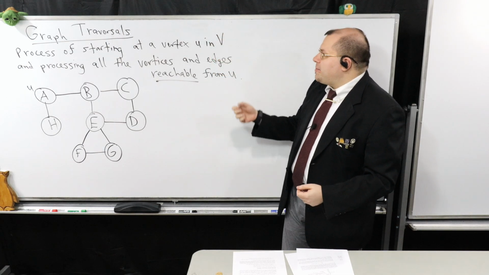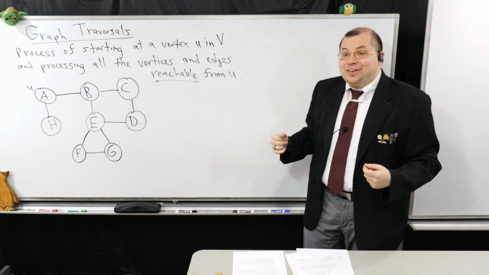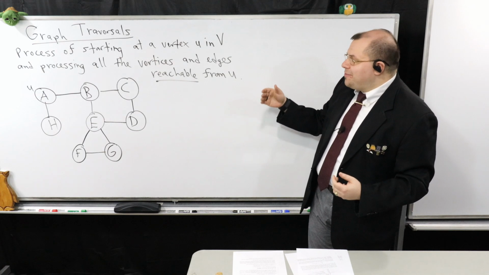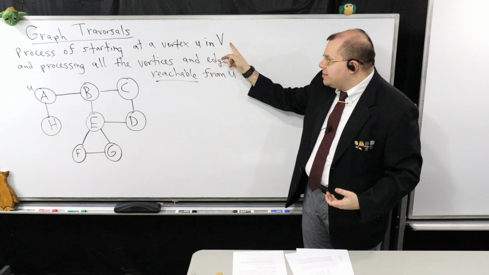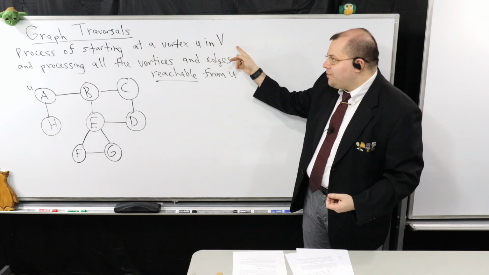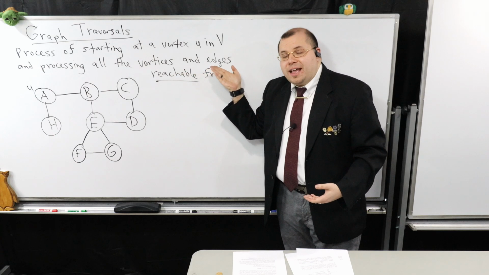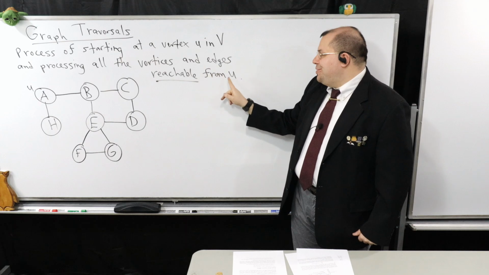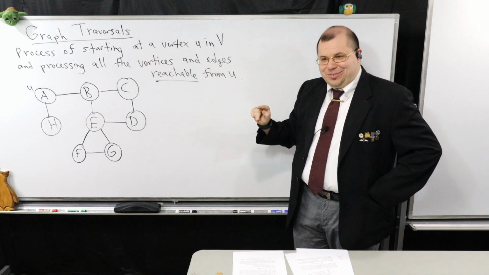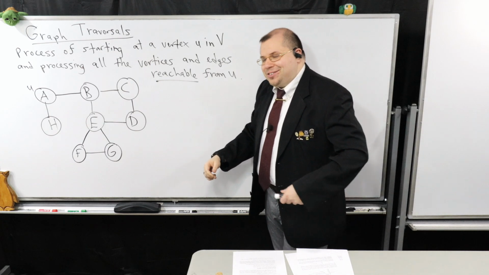So today we're going to be talking about graph traversals. Now you might ask, Dan, what is a graph traversal? For us, it'll be the process of starting at a vertex u of the set of vertices of the graph. And all we're doing is processing all the edges and vertices of the graph that are so-called reachable from vertex u. So I've got to first explain this idea of reachable to you.